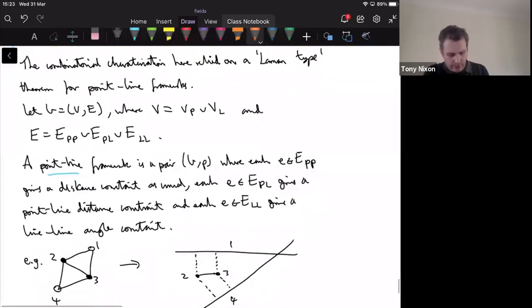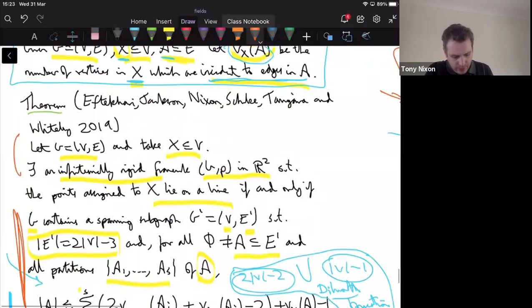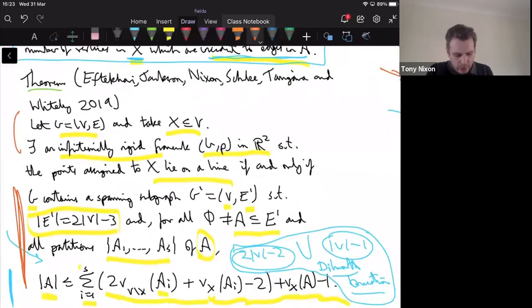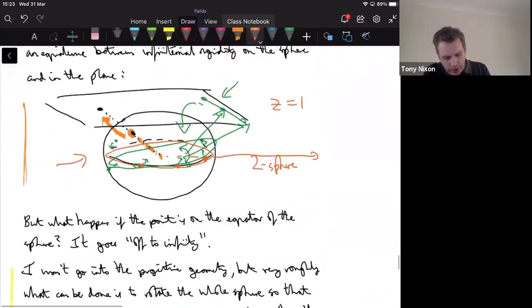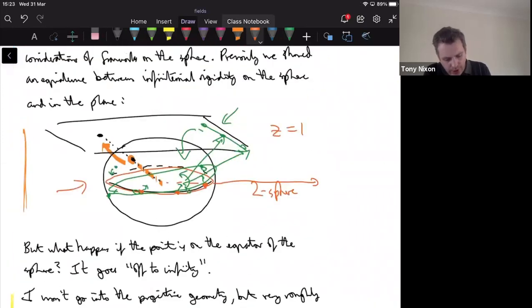Yes, so let me go to here. Basically, in some sense, you can think of this theorem as a corollary to another result. What I explained was why frameworks in the plane with collinear points are equivalent to frameworks on the sphere with collinear points. And that was via thinking of them as frameworks including points at infinity.